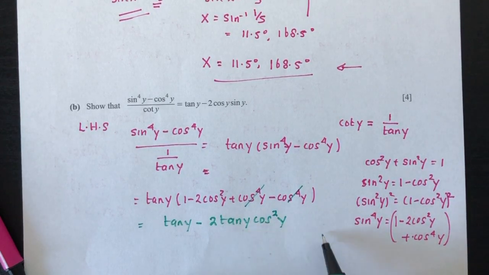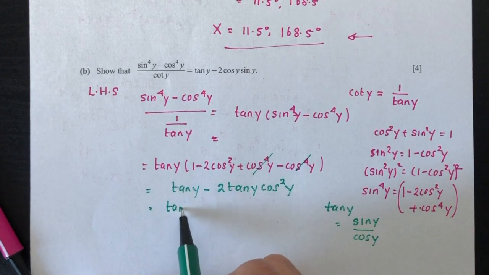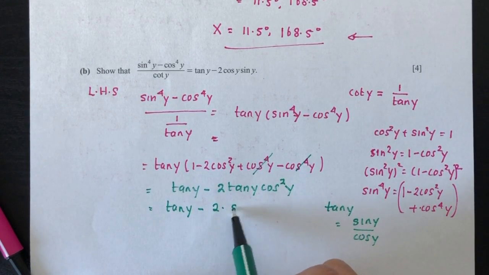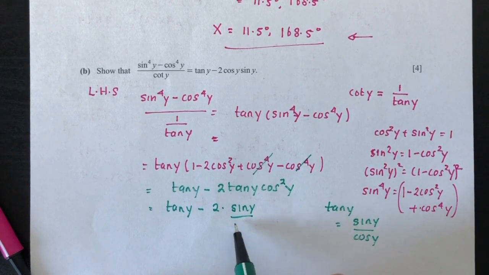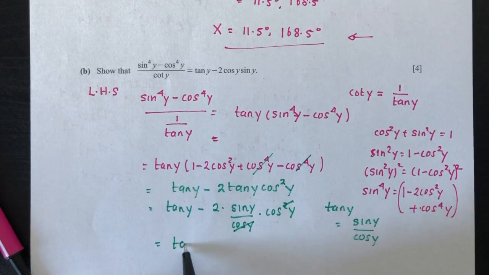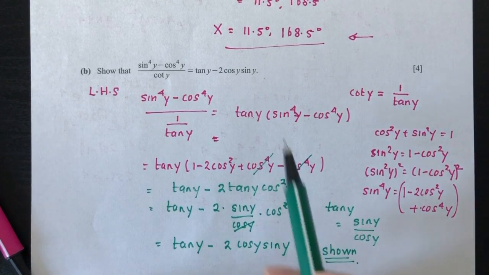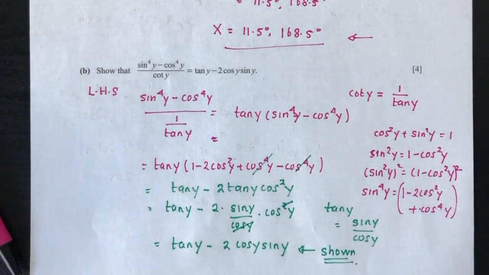So now what is the value of tan y? Tan is given by sine y divided by cos y, right? Now if you replace this here, you will have tan y minus 2 times sine y over cos y times cos square y. So this one cancels out. Now if you just rearrange, you will have tan y minus 2 cos y sine y. This is shown as required, the same as this one. So this will be question number 8.